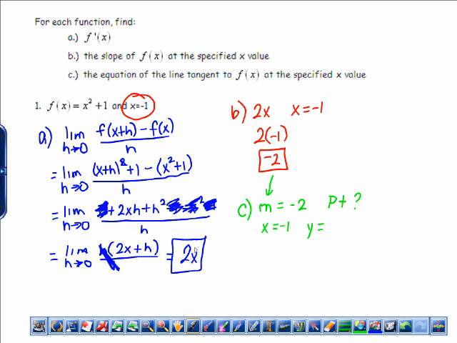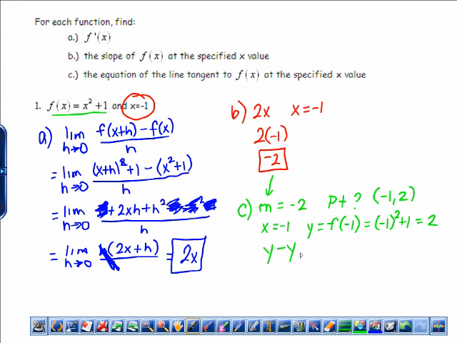Don't go to your derivative function. Go to your original function to do this. The y value is just going to be f of -1, not f prime of -1. That's for the slope. But go back to your original function. So f of -1 would be -1 squared plus 1, which is 2. So now my point is -1 comma 2.